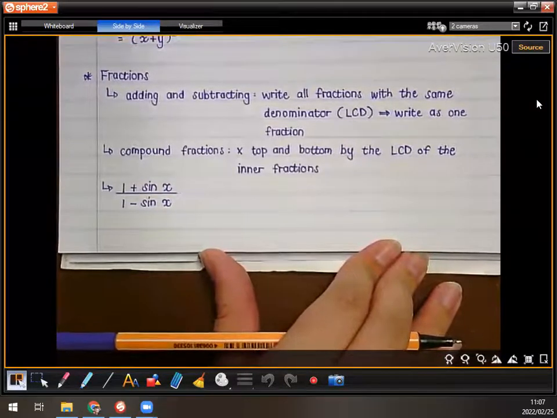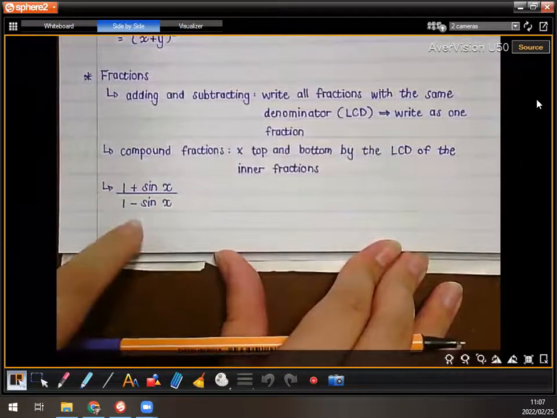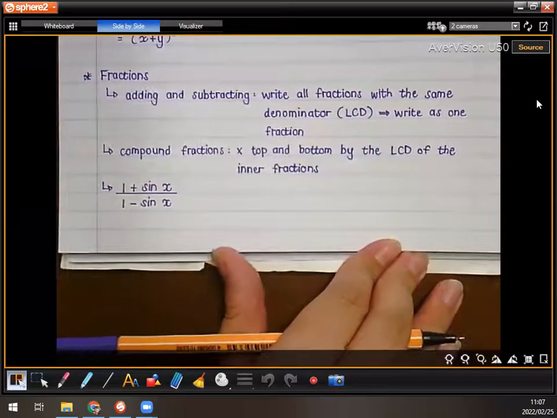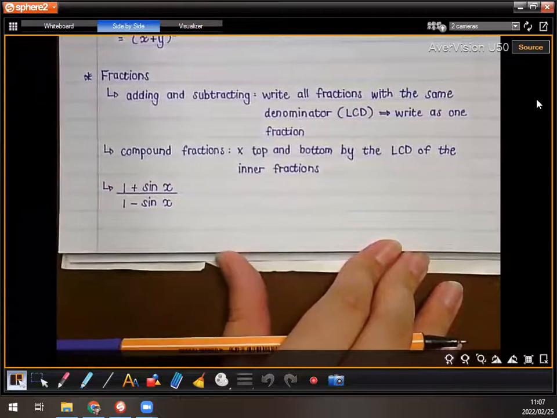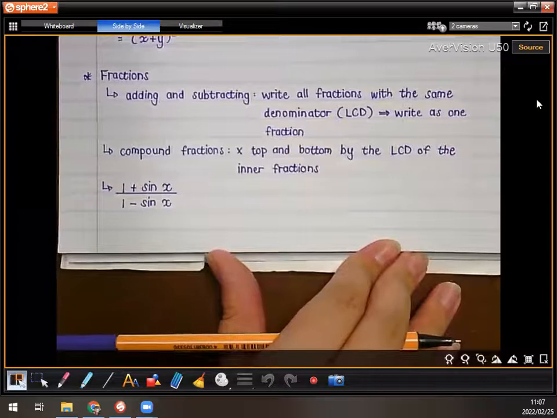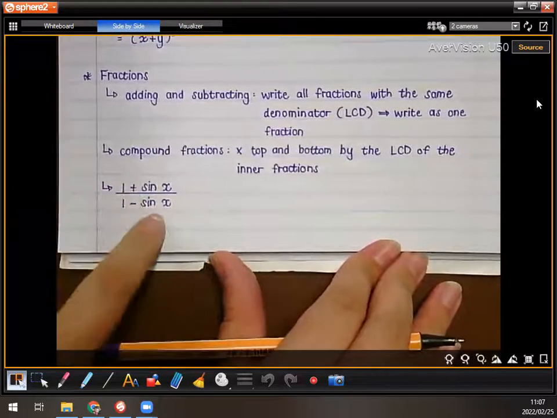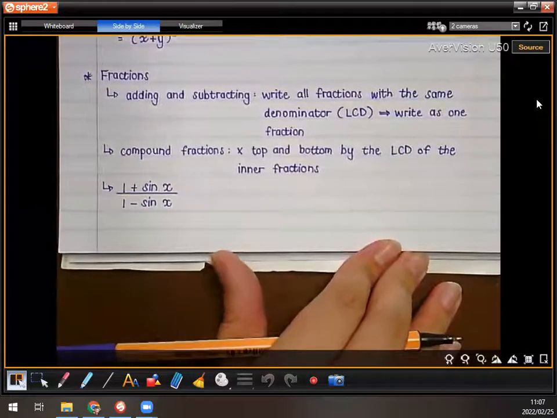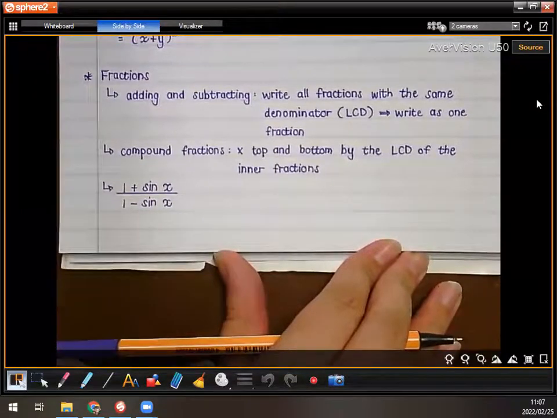Yes, we multiply the top and the bottom by the conjugate. I'm not sure if I even told you guys this name. The conjugate of the denominator. So you take the 2 terms in the denominator, and sometimes there's just 1 term in the denominator, then you can multiply by that same thing. But here we have 2 terms, so we're going to multiply the top and the bottom by the conjugate of the denominator: 1 plus sine x.